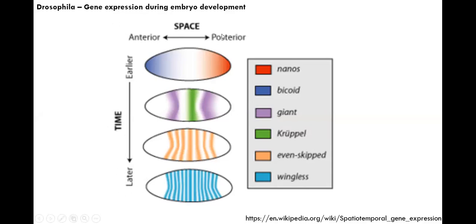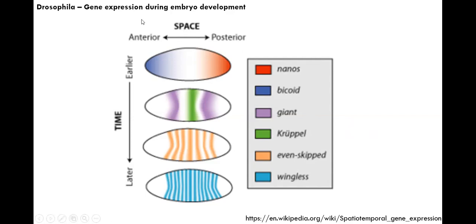You are looking at anterior and posterior in terms of space. What they observed is that, when they tried to understand a specific expression profile, an example set of genes, there are specific genes in Drosophila that control anterior posterior patterning. They are called nanos, bicoid, giant, cripple, even skipped, and wingless. So they were interested to study how these genes regulate this anterior posterior patterning.